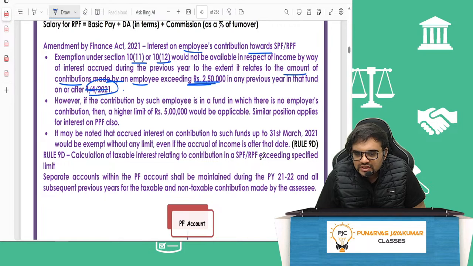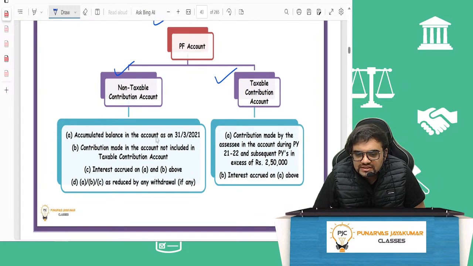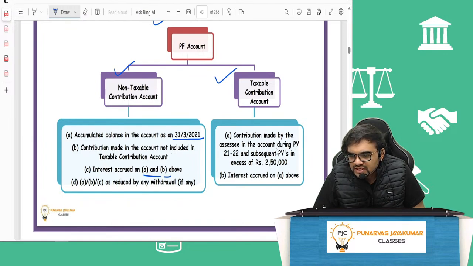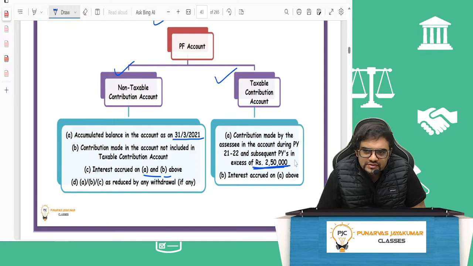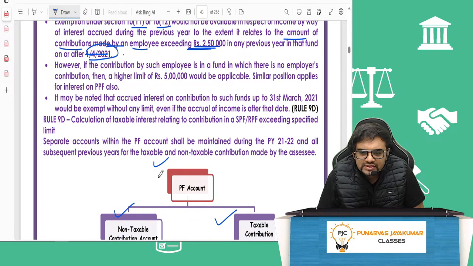It's an amendment. So basically here, in the PF account, there is a taxable contribution amount and a non-taxable contribution amount. What is the non-taxable contribution? The accumulated balance as on 31/3/21. It is grandfathered. I will not touch that. So, interest accrued on A and B above, that is employer's contribution and employee's contribution, everything, no tax on that. But for contribution made by C in the account during the previous year and subsequent previous years in excess of 2,50,000, interest accrued on it will definitely be taxed.